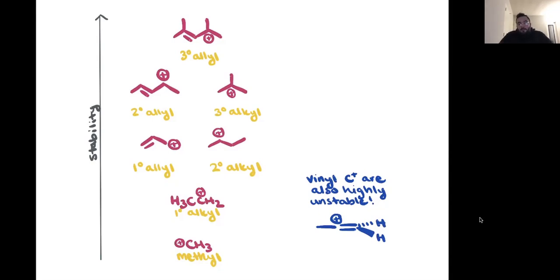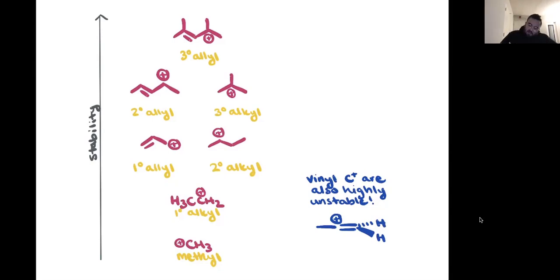Cool. What's another reason for why this vinyl carbocation is unstable? There's no hyperconjugation. Right, you have very minimal to little or to no hyperconjugation, at least on one side, right? In order for hyperconjugation to occur, the sigma bonds have to be aligning essentially parallel to the empty p orbital.